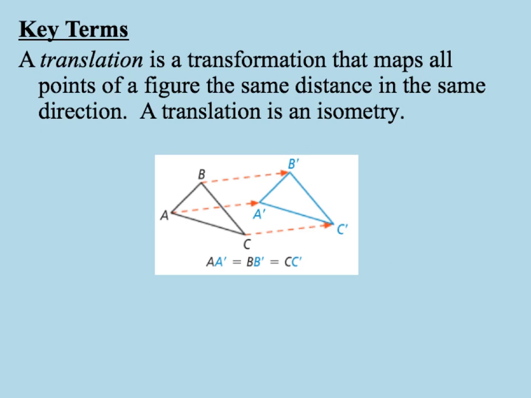Now getting into translation. Translation just means the image was basically shifted or moved, and all the points are the same distance apart. When we have a translation, it is always going to result in the pre-image and image in isometry. So basically that the two images are congruent.